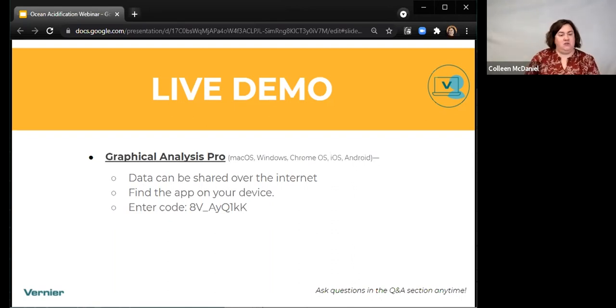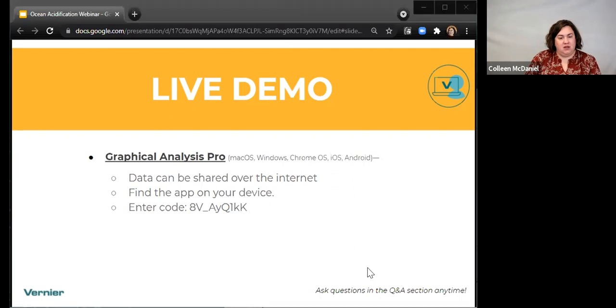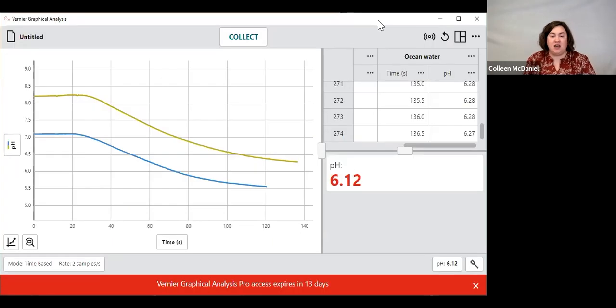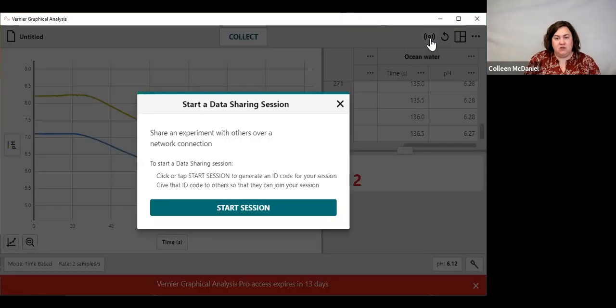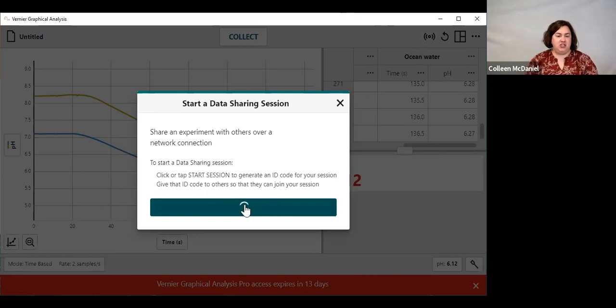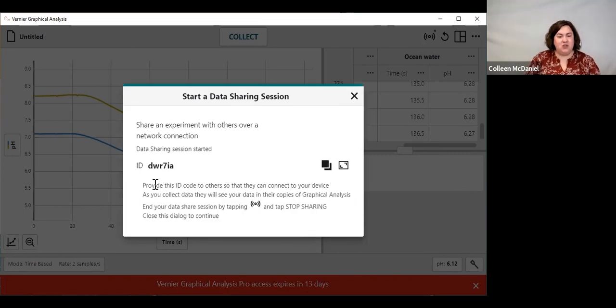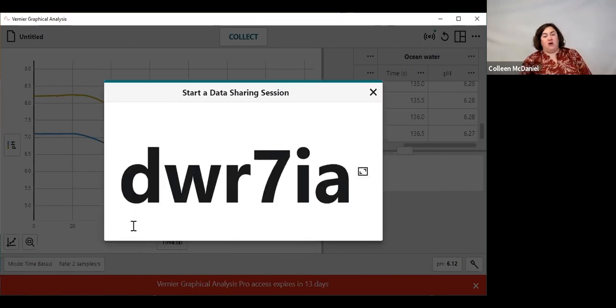Okay, I'm going to go back to sharing my other Graphical Analysis here. So what I'm going to do is turn on data sharing. I'm going to click on my data sharing icon and start a data sharing session. And so the code for this session is going to be DWR7IA. So you are going to have two codes, one to activate Graphical Analysis Pro, and that code is going to be good for you for 2 weeks.